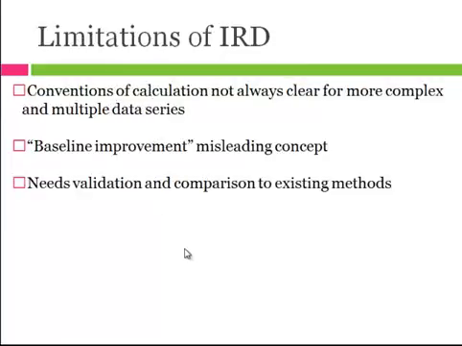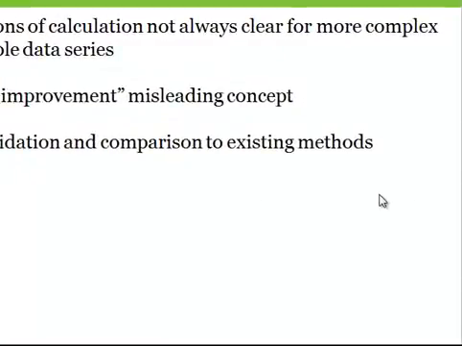Okay, some limitations. The conventions of calculation are not always clear for more complex and multiple data series. So if we have an AB, it gets a little hairy there. Baseline improvement, how that term is used is kind of misleading, because in baseline we shouldn't see any change. It should just be what the child or the client is doing without any intervention. We also know this is a fairly new concept, so it still needs more validation and some comparison to existing methods to show that it is indeed the best choice for looking at effect size in single case designs.